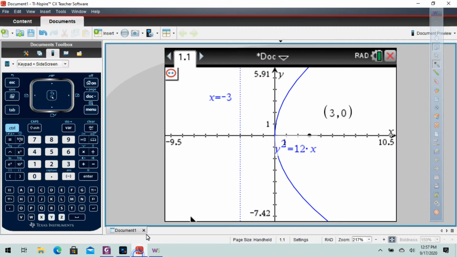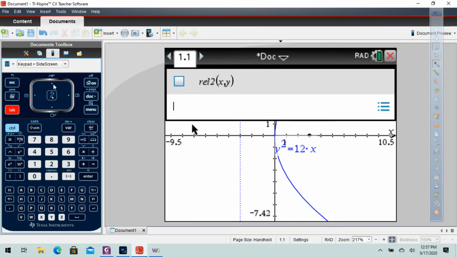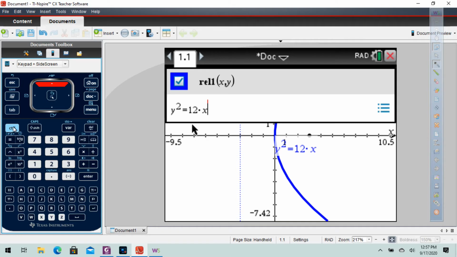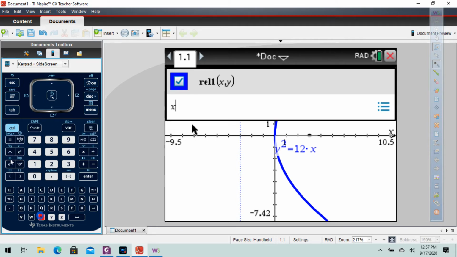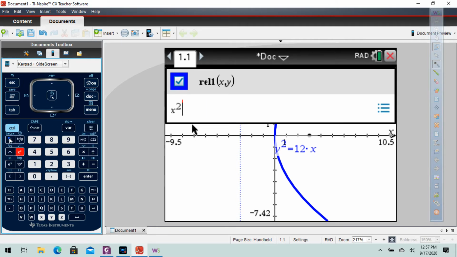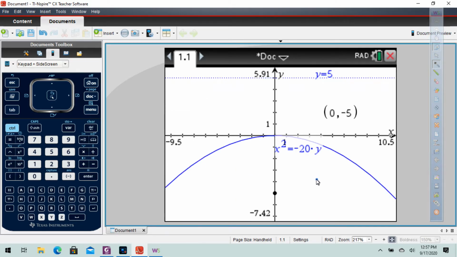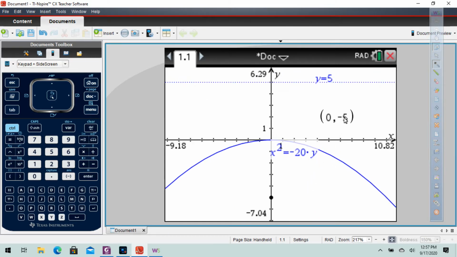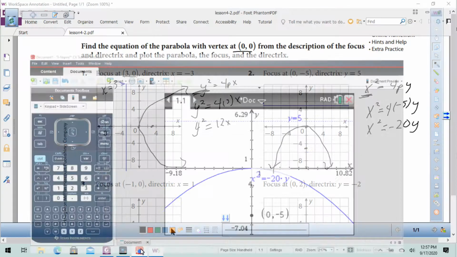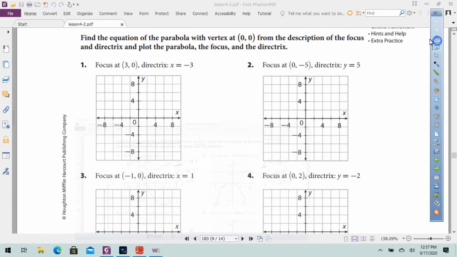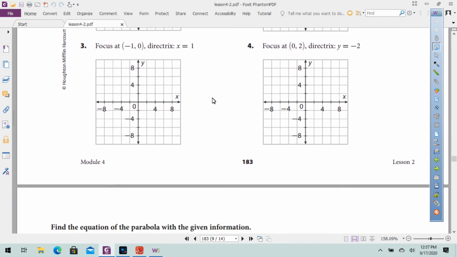Now let's try it in our calculator. And we'll go tab, and we've got x squared equals -20y. And there it is. And fortunately, there's our focus, and there is our directrix. So we got that one right as well. Good deal. Move on to number 3.